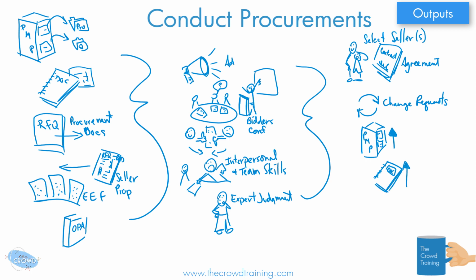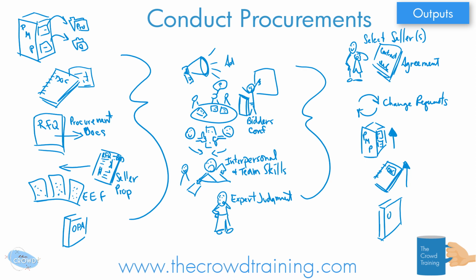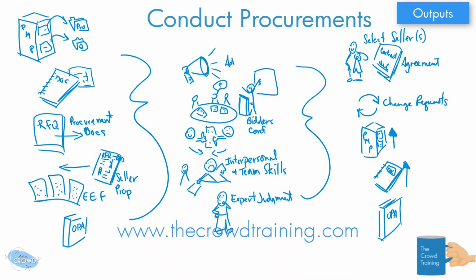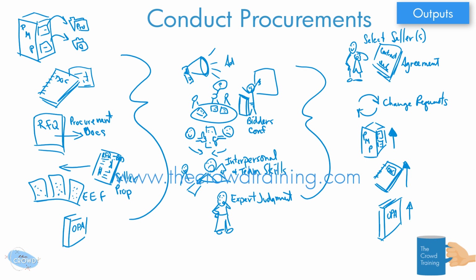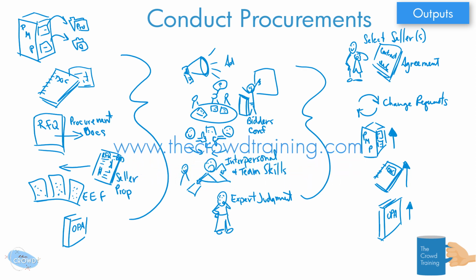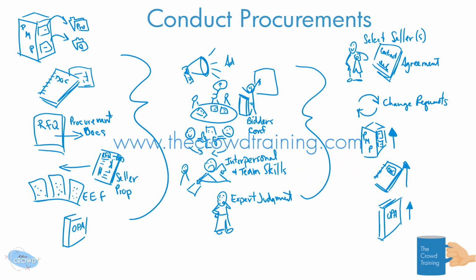And so I'll draw that, because obviously that's going to affect the requirements documentation, the resource documents, the project schedule, all those kinds of examples. And then maybe we figure out that the template we used is not really good, or just is good, and we need to make notes of it so we can also update our organizational process assets. And that is a quick review of the Conduct Procurements process in the 6th edition PMBOK from thecrowdtraining.com.